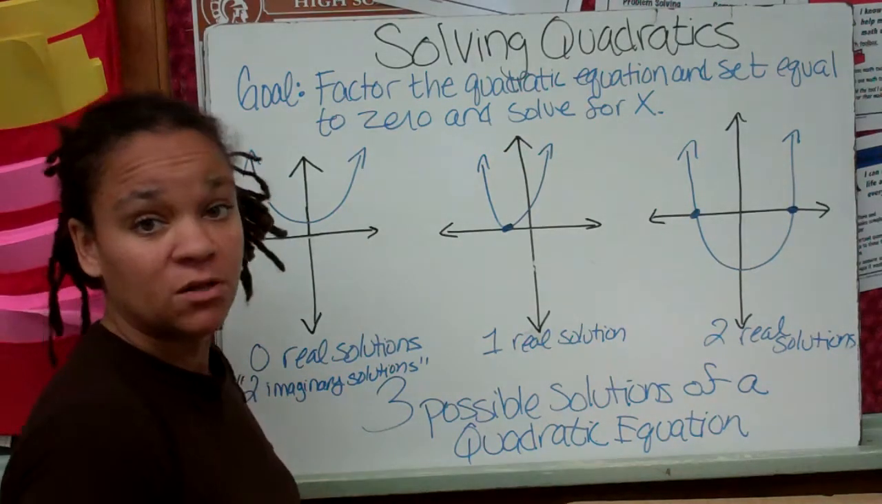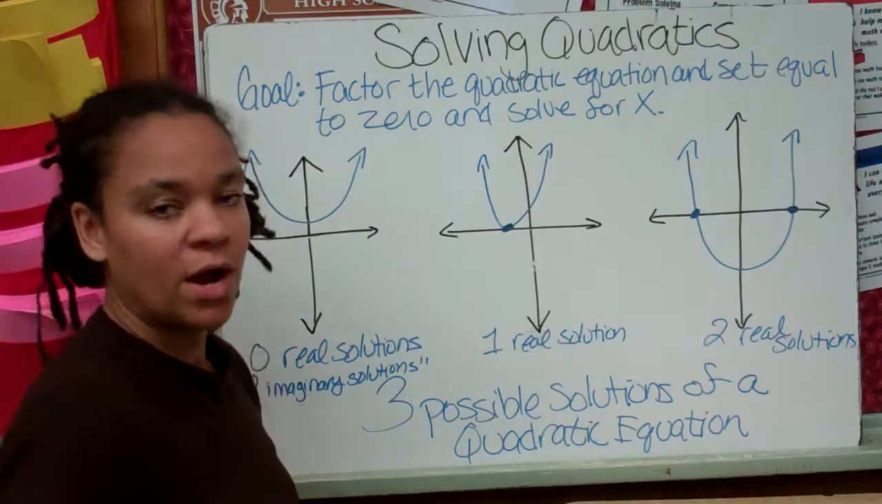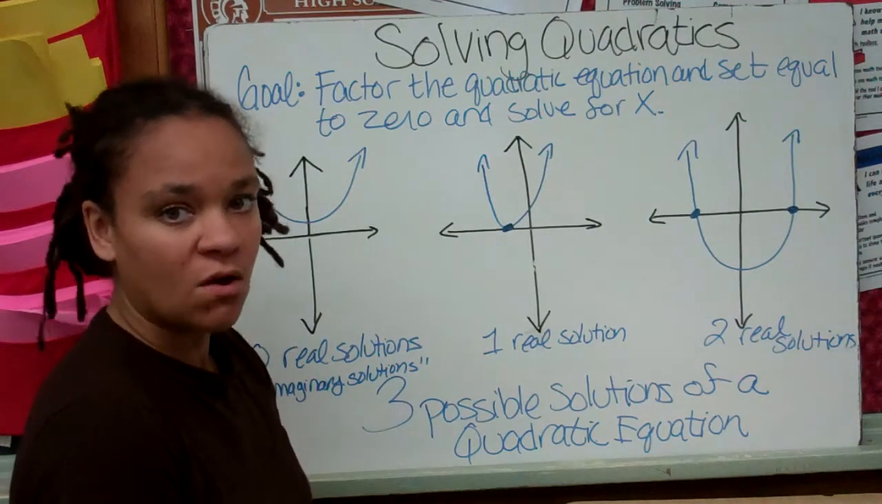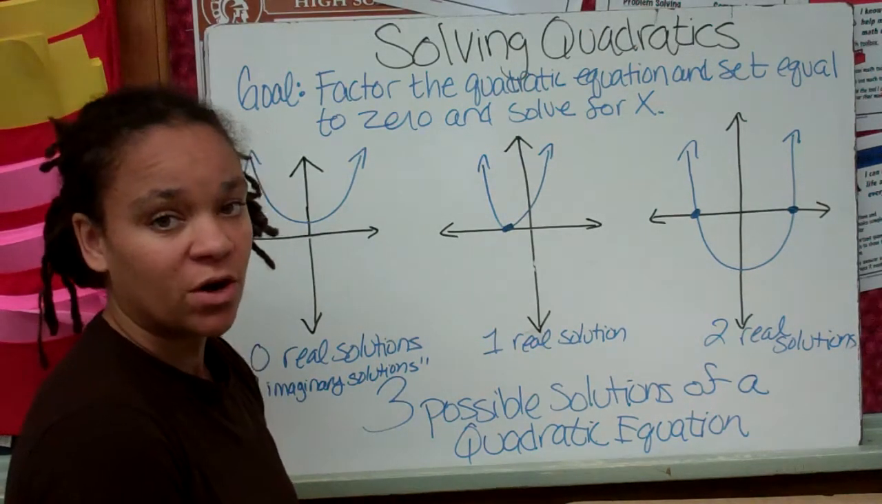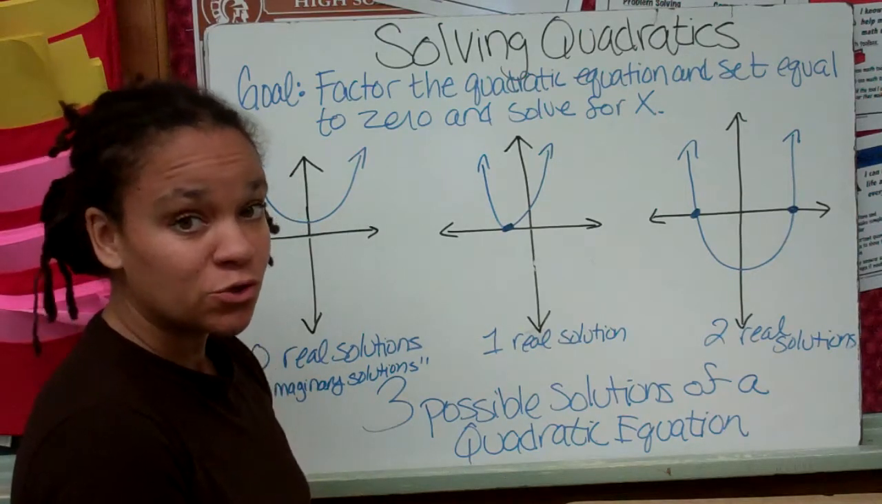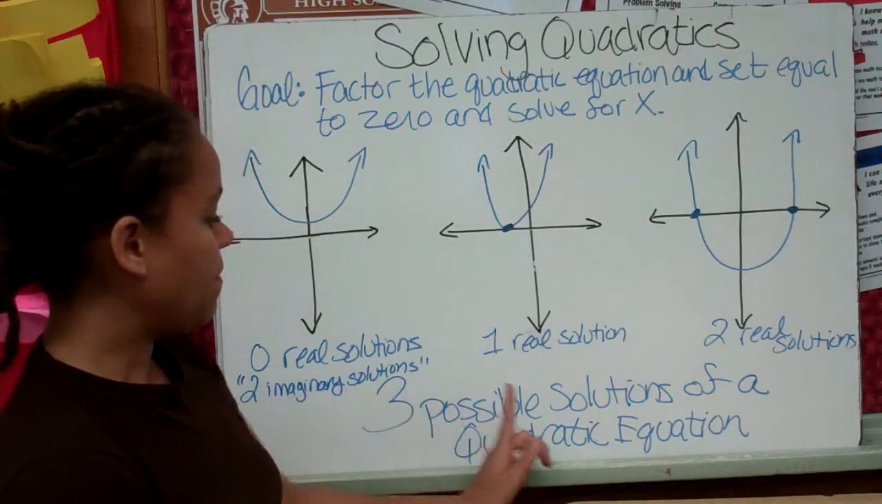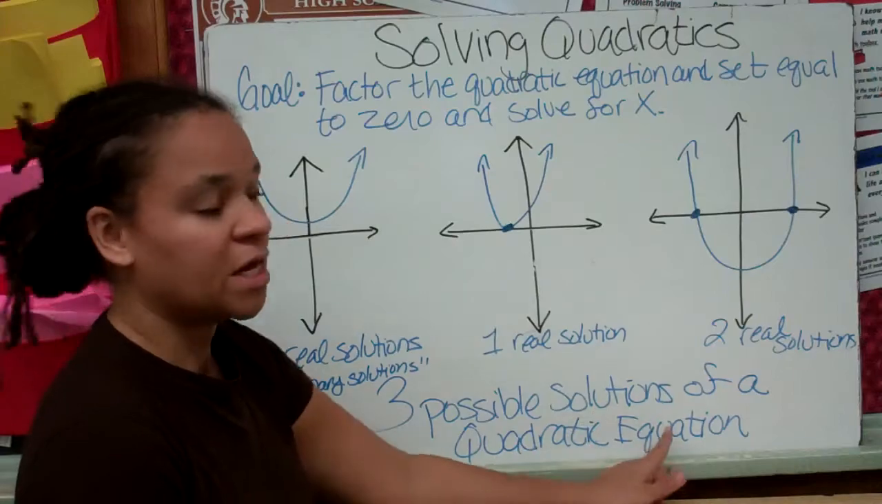So we've been spending a little bit of time factoring quadratics, but now we're actually going to set them equal to 0 and solve them. That means we're going to find where they cross the x-axis. There are solutions, and we have three possible solutions of a quadratic equation.